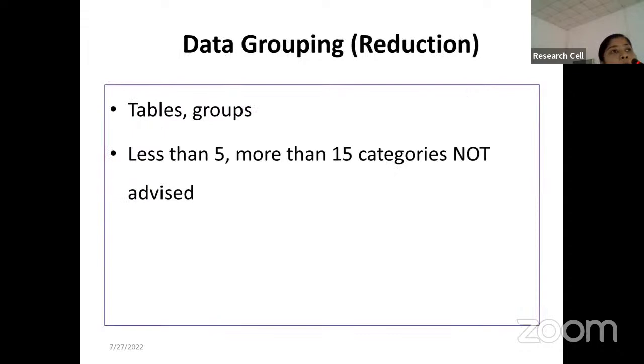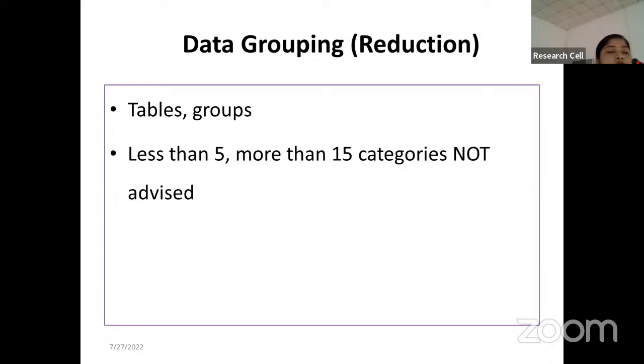And finally, we have the data grouping or data reduction. Whatever information we have, it can be tabulated properly and grouped properly. Okay. A more elaborate data won't be properly analyzed statistically. Okay. So it is recommended that fewer than 5 and more than 15 categories should not be advised. If we have 15 different groups or 15 different tables, it is more possible that you get confused. Okay, about what we actually wanted to study. And in that the statistical workout may not be appropriate.